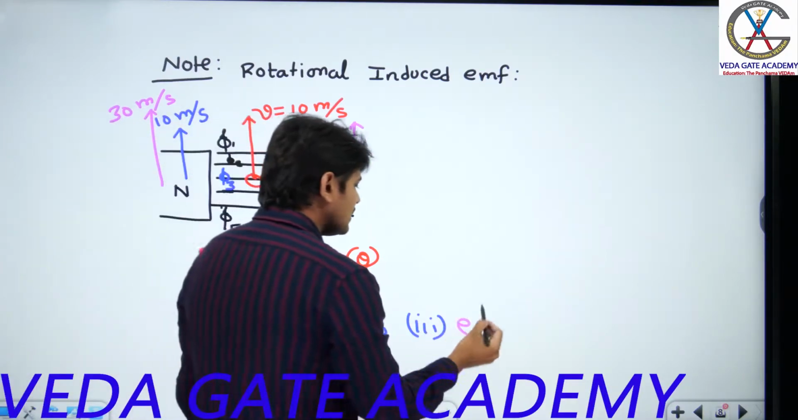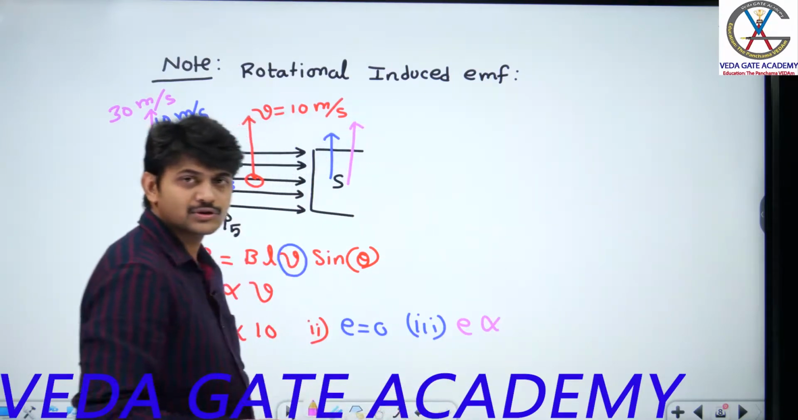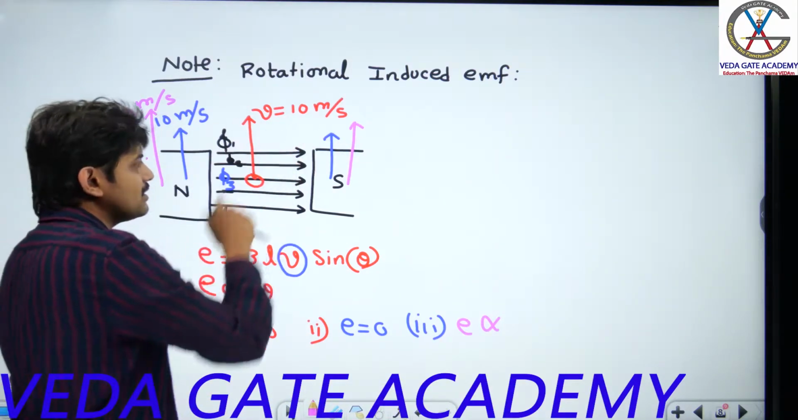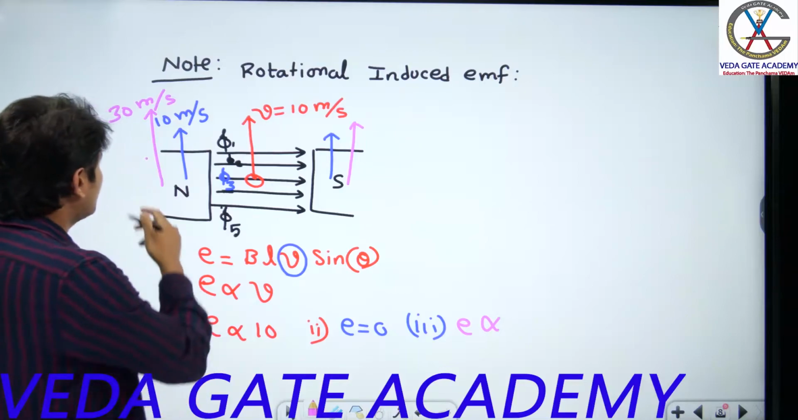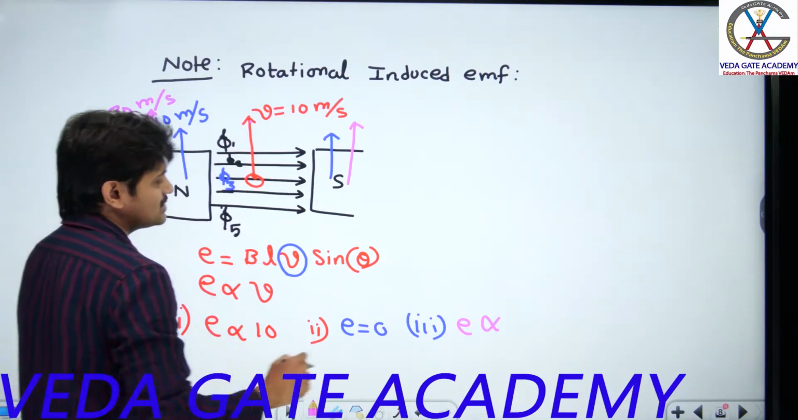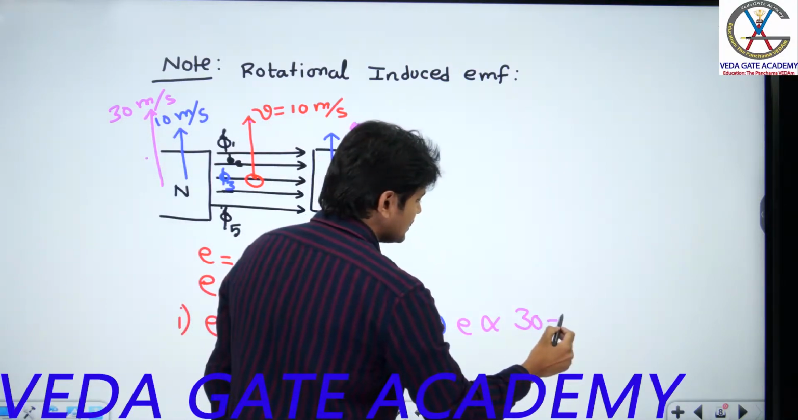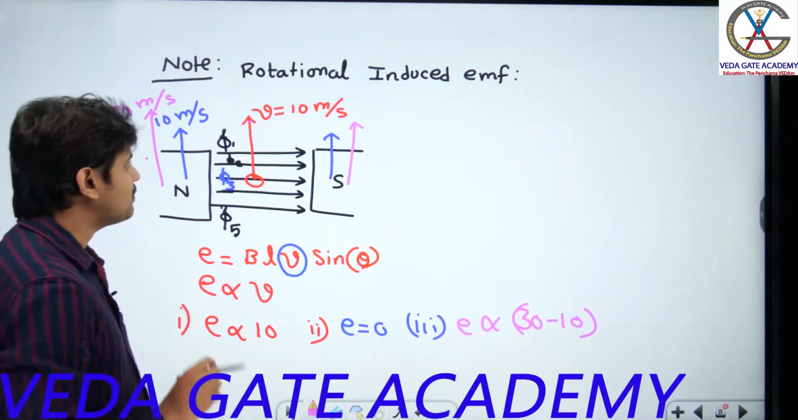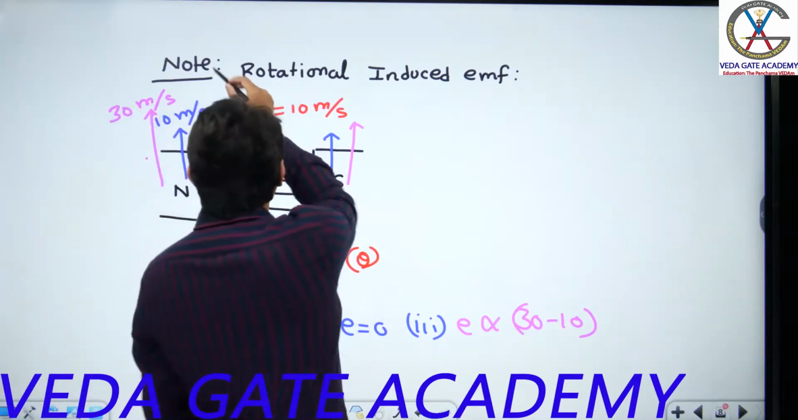So in this case, the induced EMF is directly proportional to the relative speed between the magnetic field and the movement of the conductor. So obviously here the field is moving with a velocity of 30, the conductor is moving with a velocity of 10, so I can say 30 minus 10. My EMF is directly proportional to this speed. So the point you need to understand here, please make a note of that point.